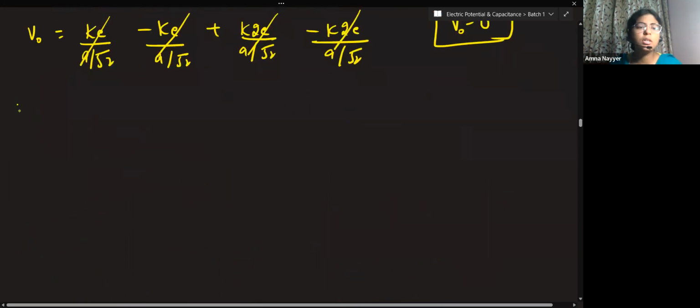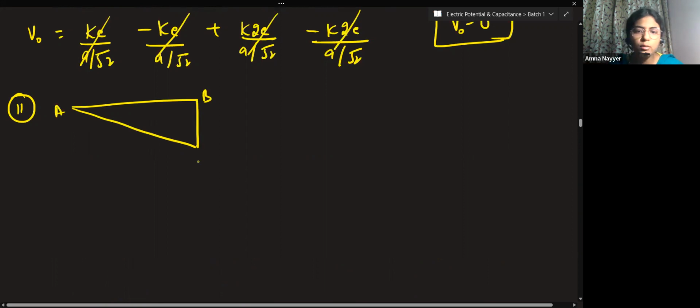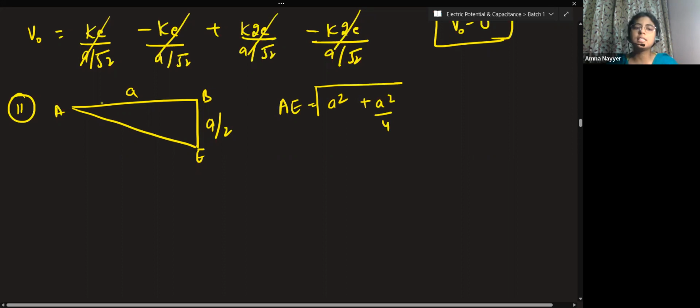If you look at this triangle carefully, then see for the second part, this was the triangle, no? This was B, this was A, and that was E point. EB was given as A by 2. AB was the side of the square, A. Again, you can apply Pythagoras theorem. So AE will be equal to the root of A square plus A by 2 whole square, which becomes A square by 4. This is AE using Pythagoras theorem.